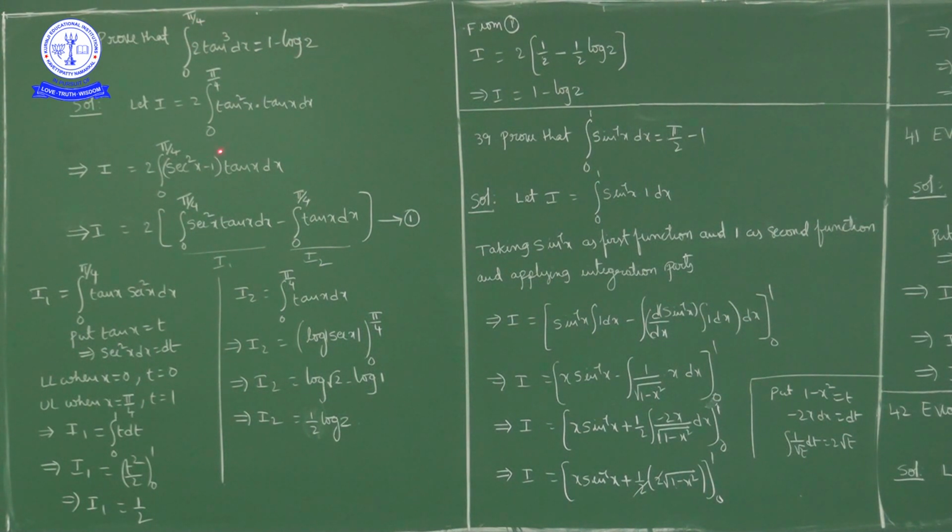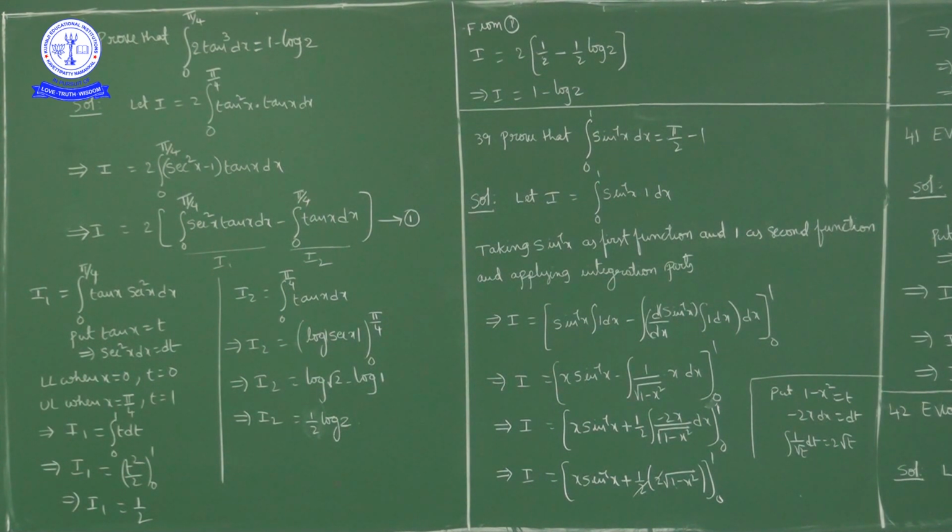Okay. First of all, take 2 outside, and tan cube I'll write as tan square into tan. Further, tan square x is secant square x minus 1. So if we multiply tan x inside, we will get I is equal to 2 times integral 0 to pi by 4 secant square x into tan x dx minus integral 0 to pi by 4 tan x dx. Okay. Now I'll consider this as I1, this as I2.